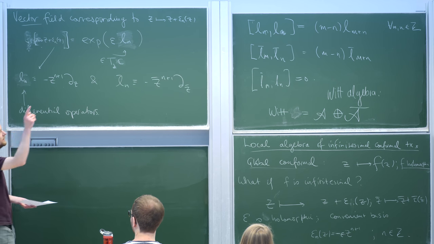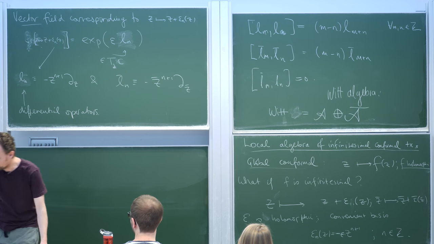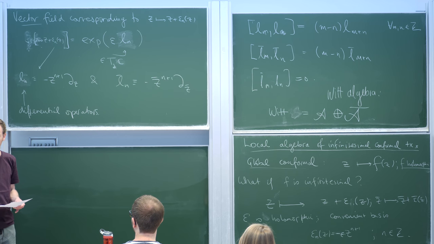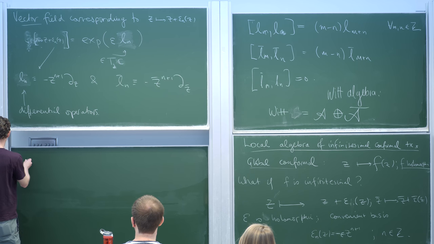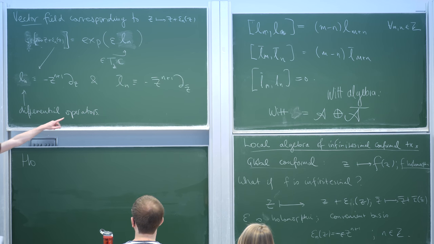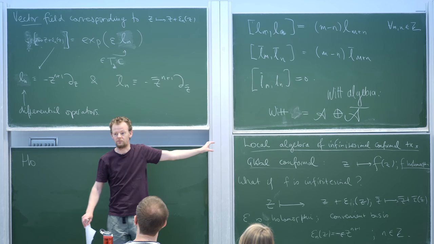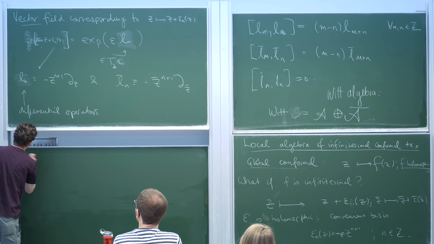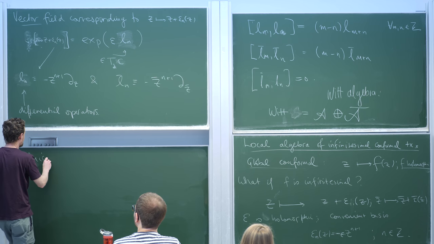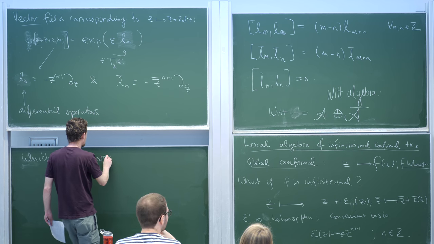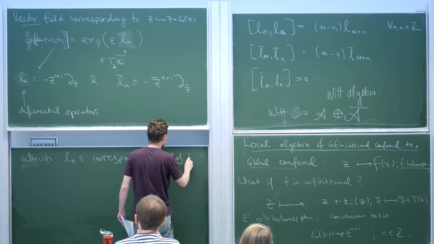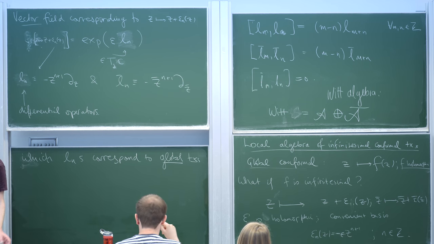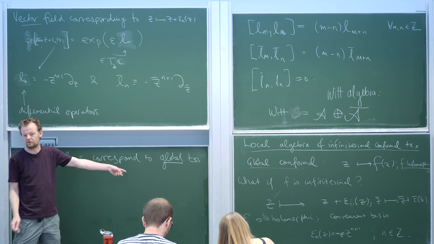I wanted to draw the connection between this Lie algebra and the Lie algebra of the global conformal transformations, because this will turn out to be highly relevant when we're doing conformal field theory. So now let's understand which of these LNs correspond to global transformations, just infinitesimal global transformations. This is an important question, right? We have this infinitesimal formulation, we have this global formulation. Which of these LNs correspond to global ones?